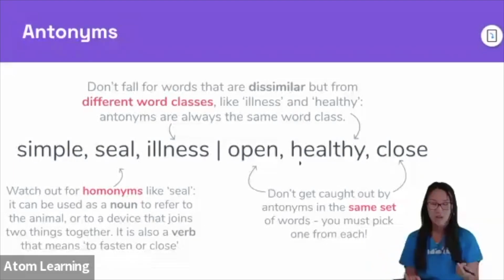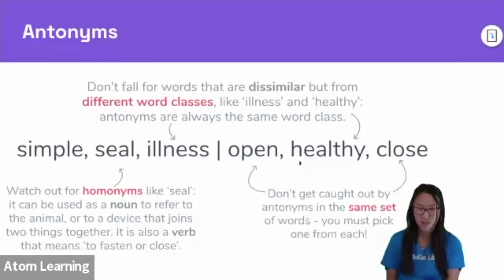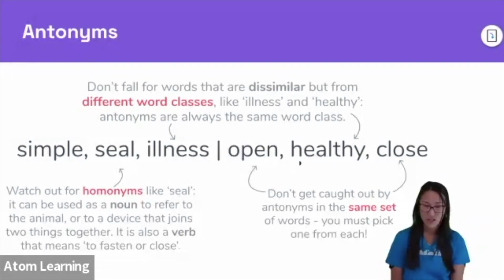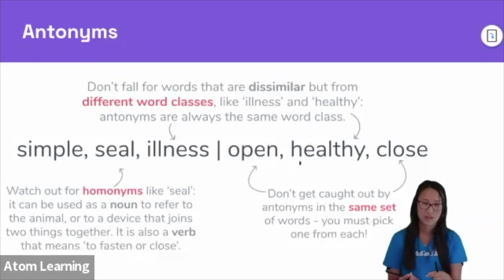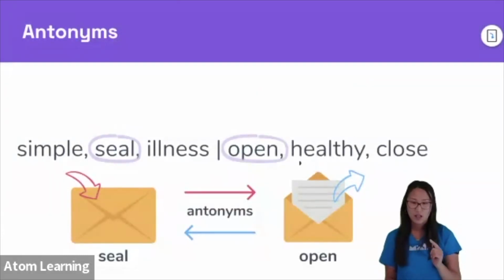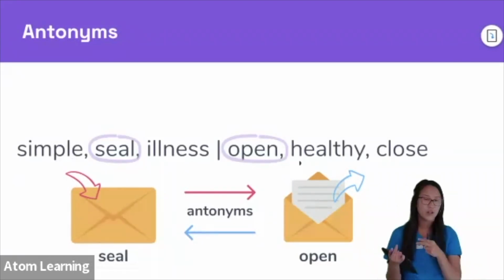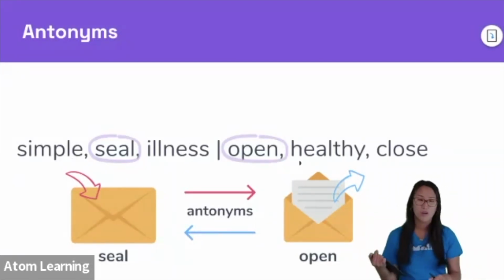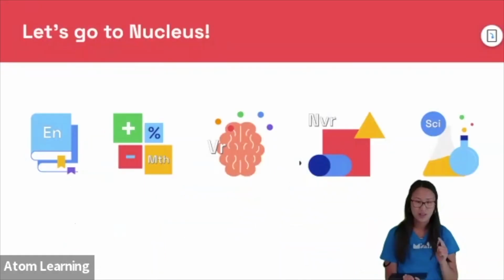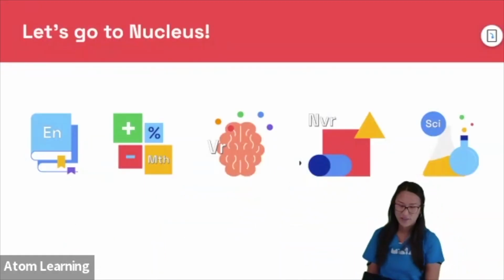So here, seal can be an animal. That's one meaning of the word seal. However, another meaning is the verb which means to fasten or close. Our answer is seal and open. So if we look at these little images, when we seal up an envelope, we are closing it, whereas if we are opening an envelope, we are opening it. It's the opposite action. Now let's practice everything we've learned so far.